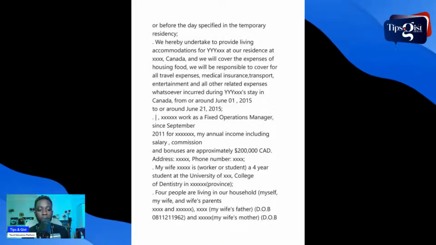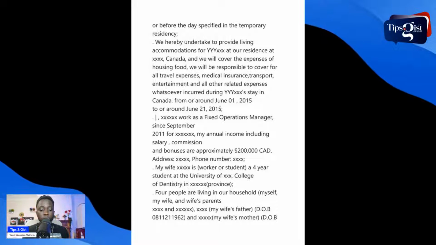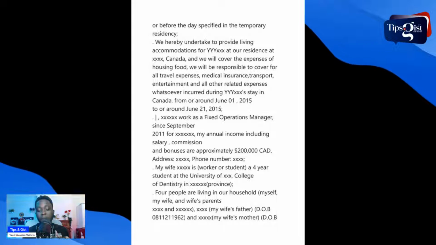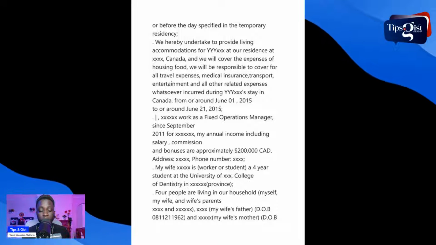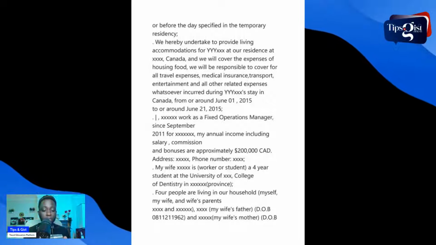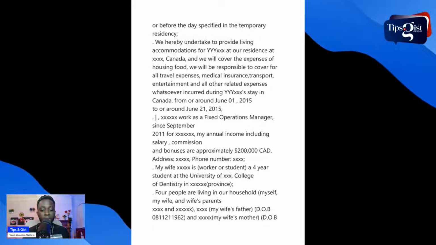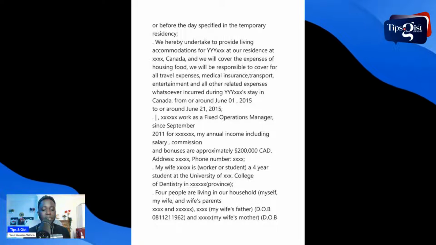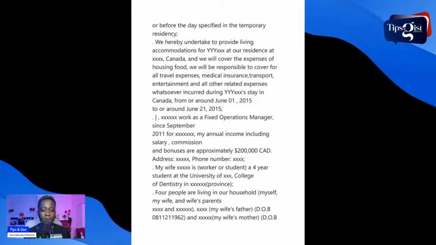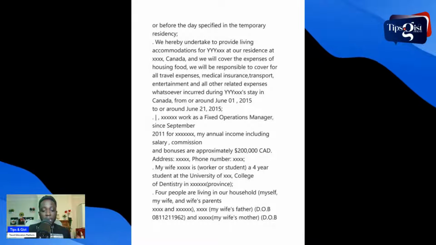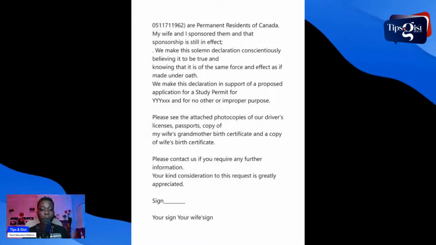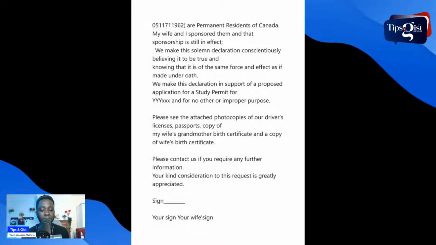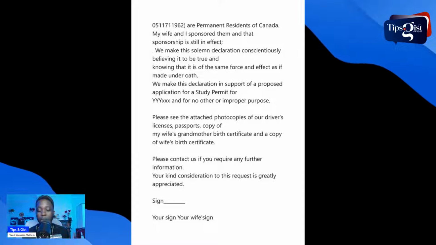All right. So 4 people are living. So you see, this one too, the husband and the wife, they want to state the number of people living in the house. So don't forget, always cover that. How many people are living in the house that the one you're inviting is also coming to stay in. So you have to state the number of people in that house. All right. So 4 people are living in our household: myself, my wife, and my wife's parents. And the name of the mom and dad. So you just write their date of birth and everything, if it is applicable to you. All right. And they are all permanent residents of Canada. My wife and I sponsored them, and that sponsorship is still in effect. All right. So that was just an addition.